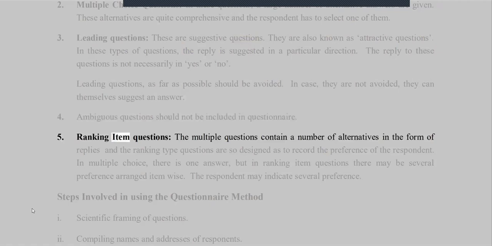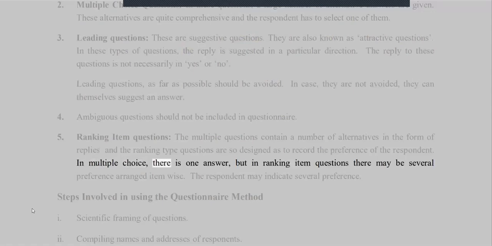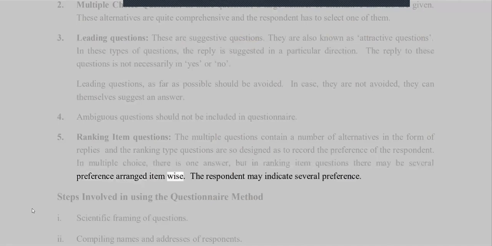5. Ranking item questions. The multiple questions contain a number of alternatives in the form of replies, and the ranking type questions are so designed as to record the preference of the respondent. In multiple choice, there is one answer, but in ranking item questions there may be several. Preference is arranged item-wise. The respondent may indicate several preferences.